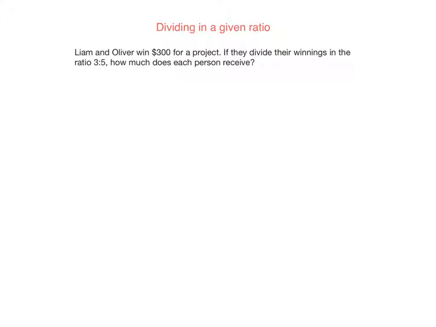So now we're going to look at a quantity, in this case $300, and we're going to divide it in a ratio. If Liam and Oliver win $300 for a project, perhaps Liam worked on it for 3 hours and Oliver worked on it for 5 hours, they're going to divide their winnings in the ratio 3:5. So again, this is a case where we know the ratio, but we need to use that to find a quantity. So 3:5 for the ratio, hopefully you already know that these are parts. We're dividing it into parts.